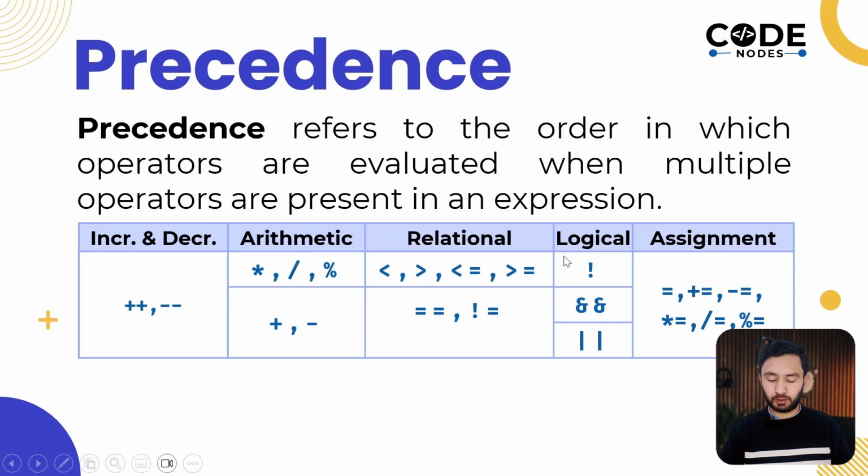And fourthly, logical operators. Among the logical operators, the logical NOT has the highest precedence, then the logical AND, and then the logical OR. And lastly, among all of these operators, the assignment operators have the least precedence. So in any expression, if they have been used, the assignment operators will be evaluated last.